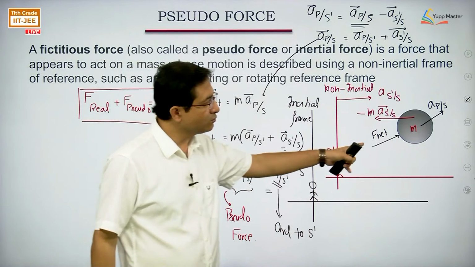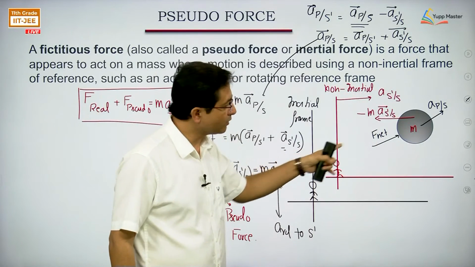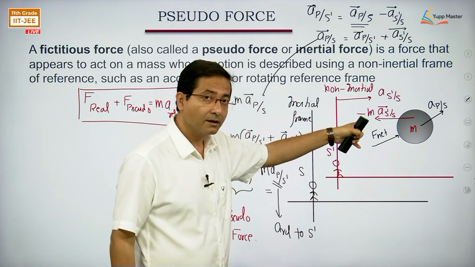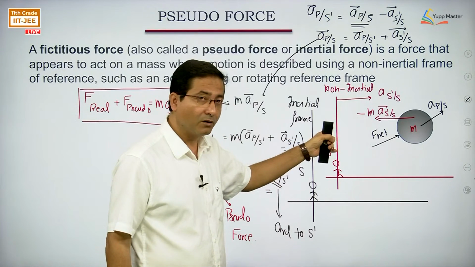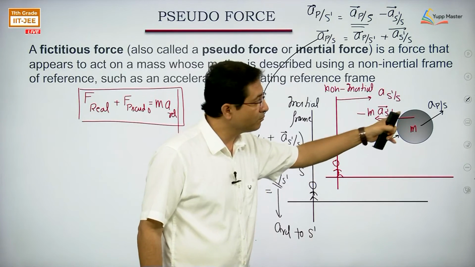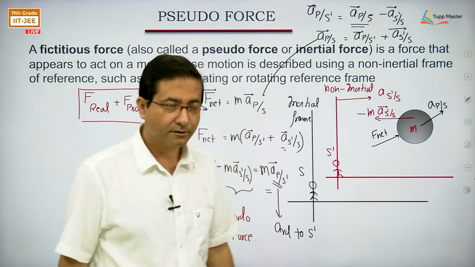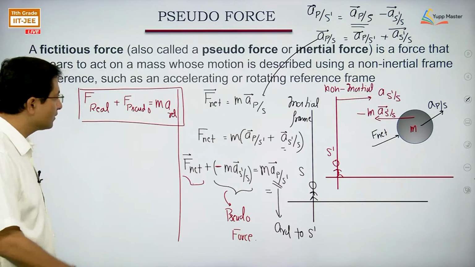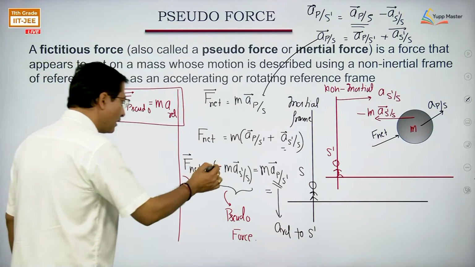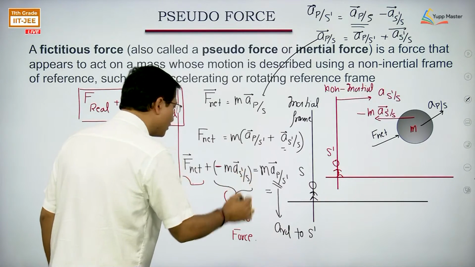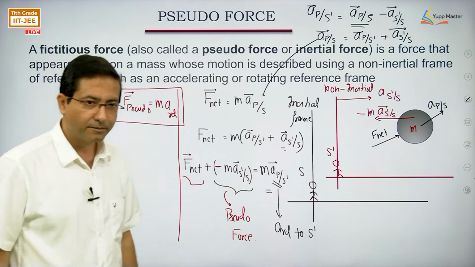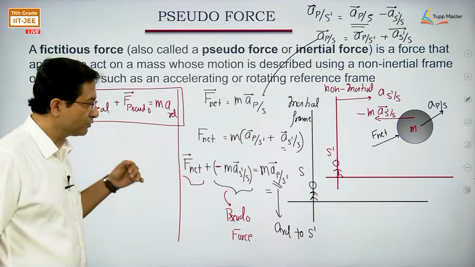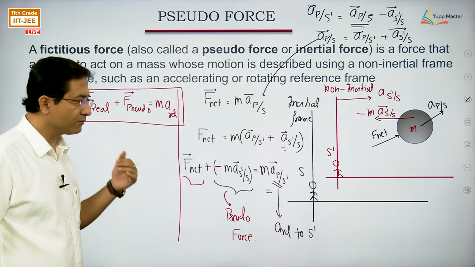So the resultant of these two terms, the forces we observe from the inertial frame plus the term we need to adjust as we have moved to the non-inertial frame, will give you mass into relative acceleration, right. So the direction of pseudo force is opposite to the direction of acceleration of the non-inertial frame with respect to the inertial frame, right. So this we should do when we go from an inertial frame to a non-inertial frame.